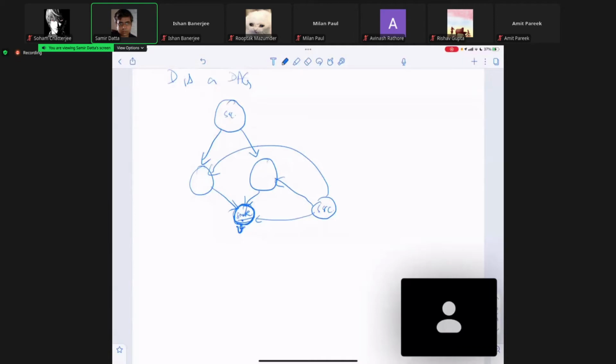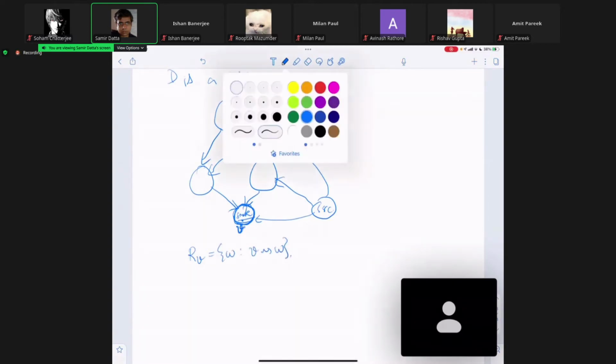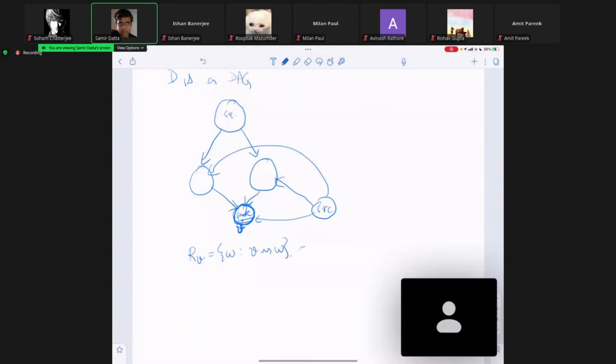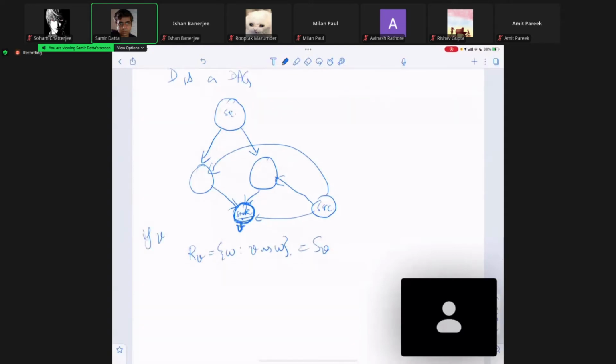So you look at the reachable vertices from V, R of V, equal to the set of W such that V can reach W. And because it's a sink component, you cannot go out of the component. So this is equal to S of V. If V belongs to a sink component, R of V equals S of V, correct? And finding R of V is easy because you just take a vertex and look at everything reachable from it by BFS or DFS, correct?